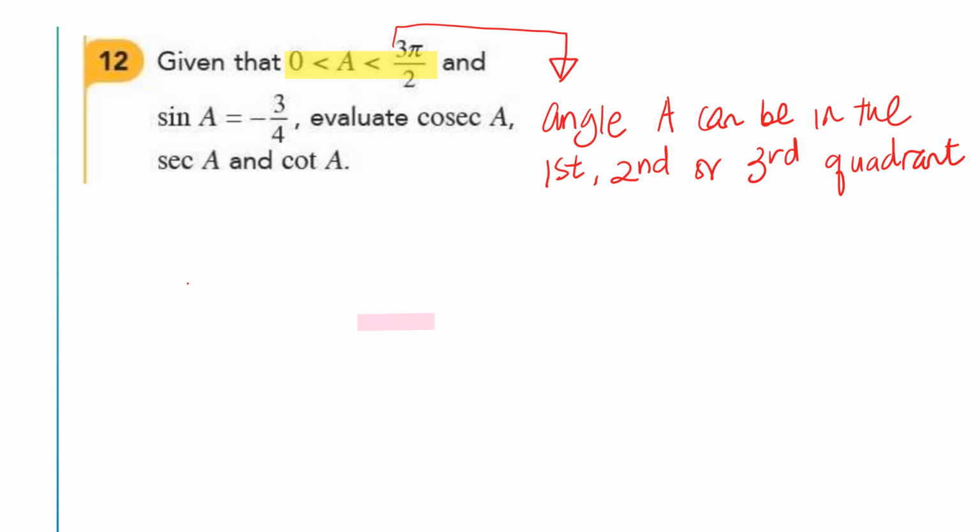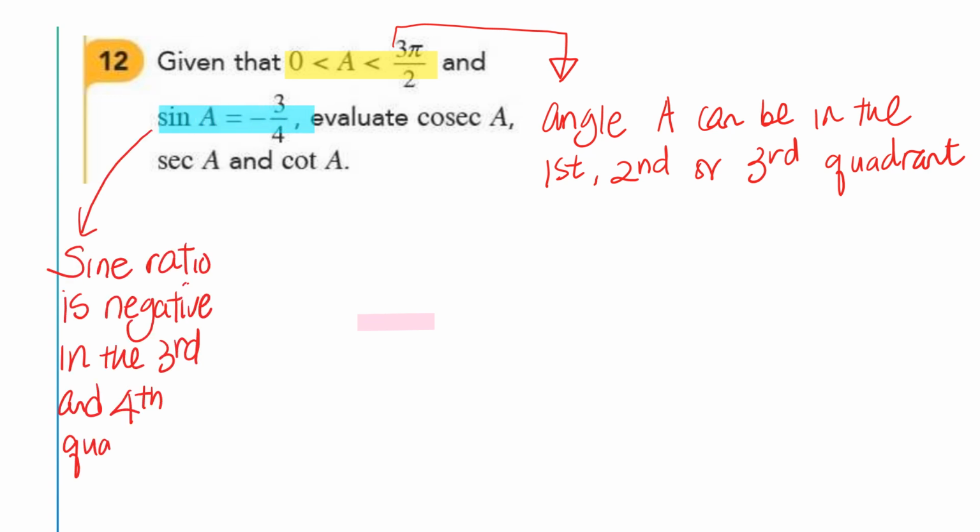Right, if you were to draw your unit circle, this is 0 degrees. This is 90, 180, 270, 360, right? So between 0 to 270 means can be in first, can be in second, can be in third quadrant, right? So now let's look at your sine A equals negative 3/4. Sine A equals negative 3/4. Remember your ASTC? Your sine ratio is only positive in first and second. So to get a negative ratio for sine, it has to be in third and fourth.